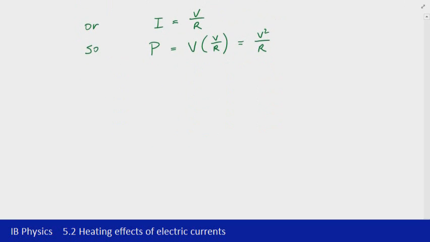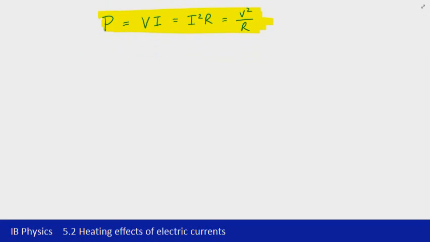So the equation that's in the data book that combines all of those, we have that P is equal to VI, which is equal to I squared R, and it's also equal to V squared over R. So that's the equation that incorporates all of those aspects. In the end, they're all equal to power, but you can use whichever one you need to depending on the quantities that you're given.